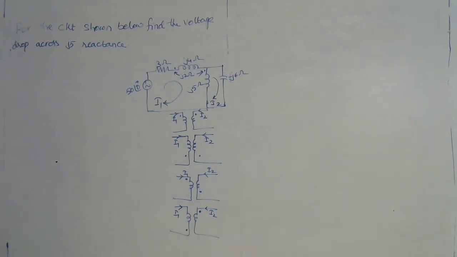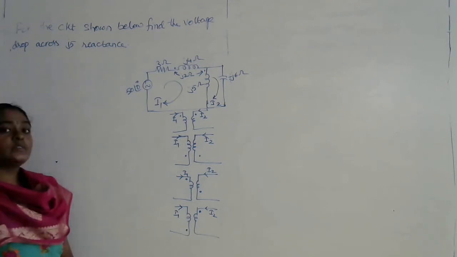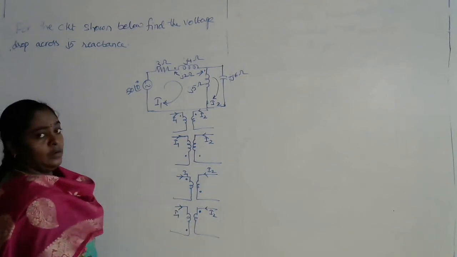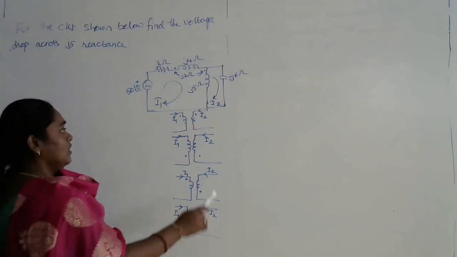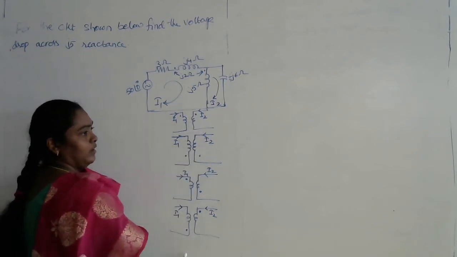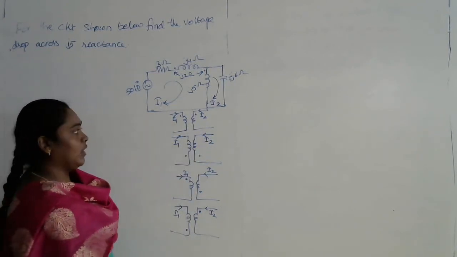So in case of a dot convention, whenever we are representing the expressions for the dot conventions, it is most important to remember in the mutual inductance. So first we should have clarity between these four rules of a dot convention.